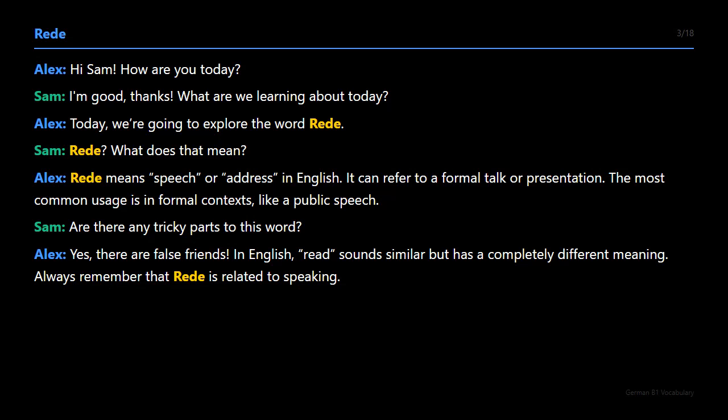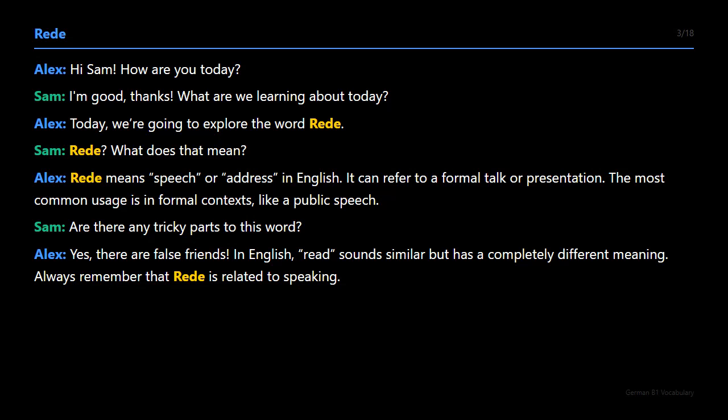Today, we're going to explore the word Rede. What does that mean? Rede means speech or address in English. It can refer to a formal talk or presentation. The most common usage is in formal contexts, like a public speech.